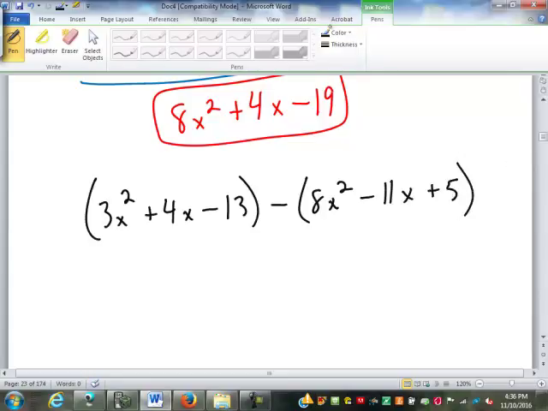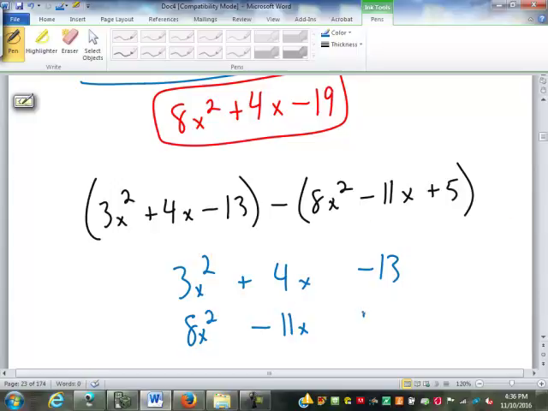Of course, this one is subtraction. We're going to set it up the same way. 3x squared plus 4x minus 13. And we're going to line them up. 8x squared goes with the other x squareds. Negative 11x goes with the 4x. Positive 5 goes under the negative 13.